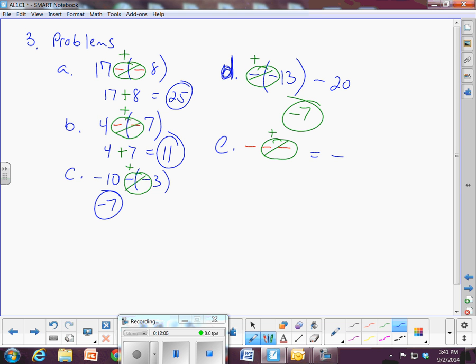What if you had four of them in a row? Look what happens. One, two, three, four of them in a row. Negative and negative is a positive. Negative and negative is a positive. Positive and positive is positive.